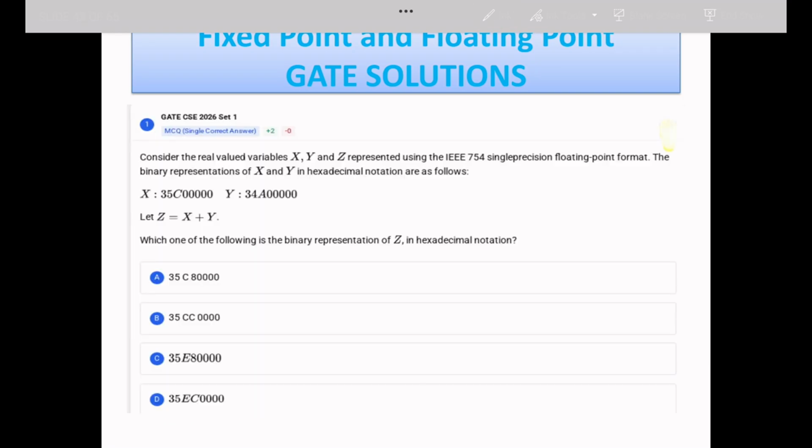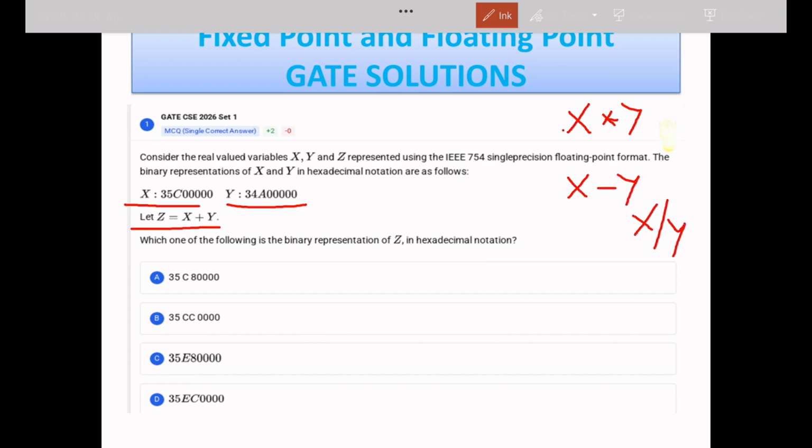Now students, we are solving the 2026 GATE question. Here he has given you x is equal to something and y is equal to something, and he is asking what is the value of x plus y. They ask the same question every time. Sometimes they ask x into y, sometimes x minus y, sometimes x upon y. So every time the question is the same, you have to understand only one question. So here we are trying to explain the value of x.